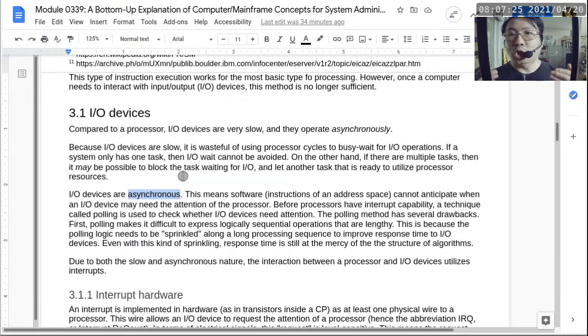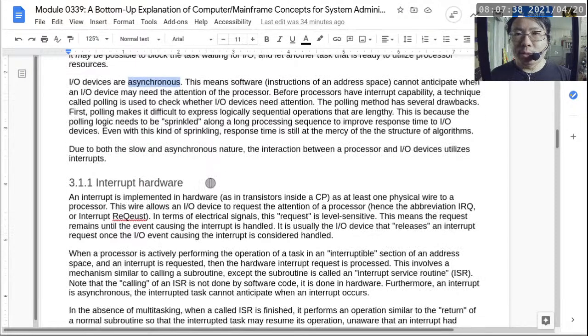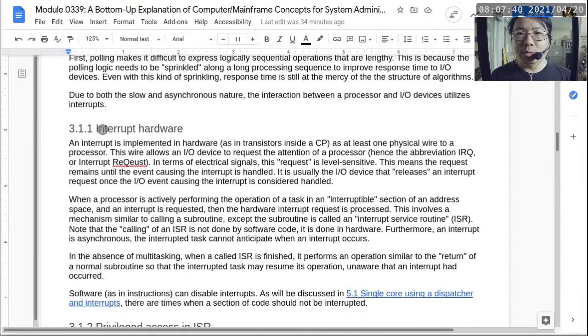We don't know when an operation is going to be done, or when an I/O device may require the attention of the processor or operating system. So those are the reasons why we have interrupts. In order to provide the functionality of interrupt, there are certain things inside the processor that need to be done.